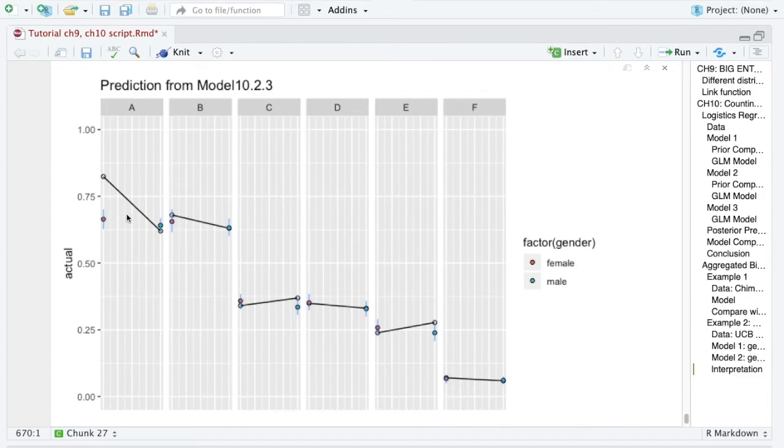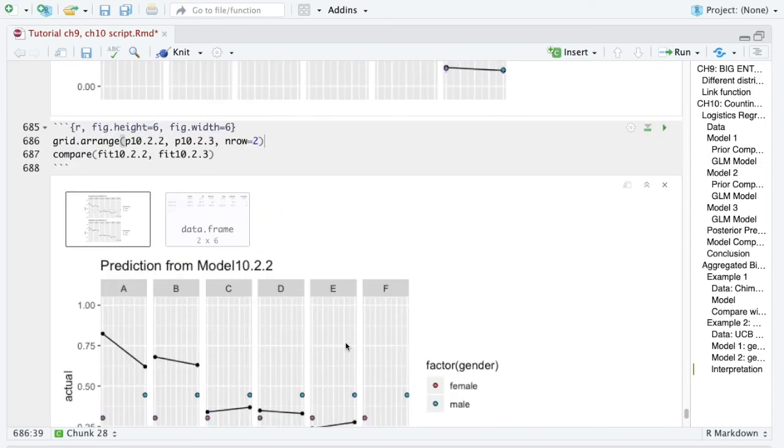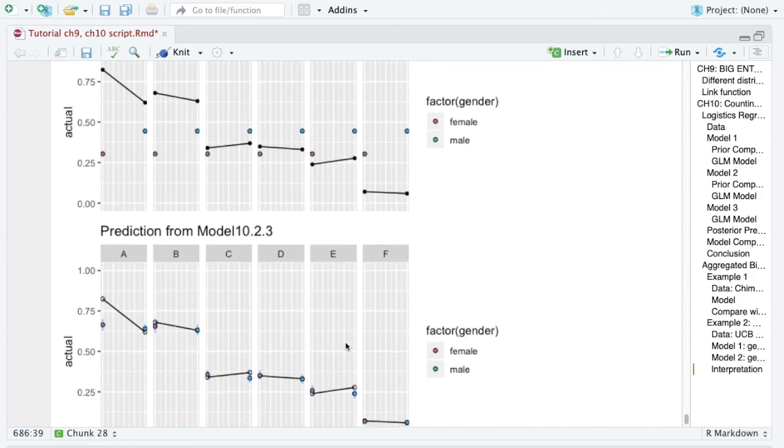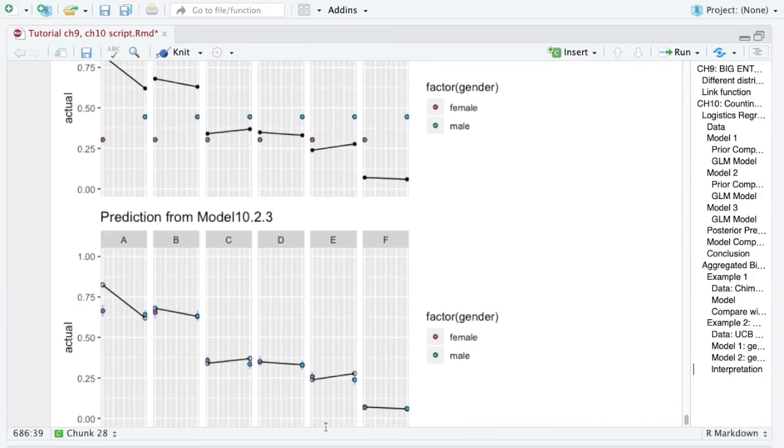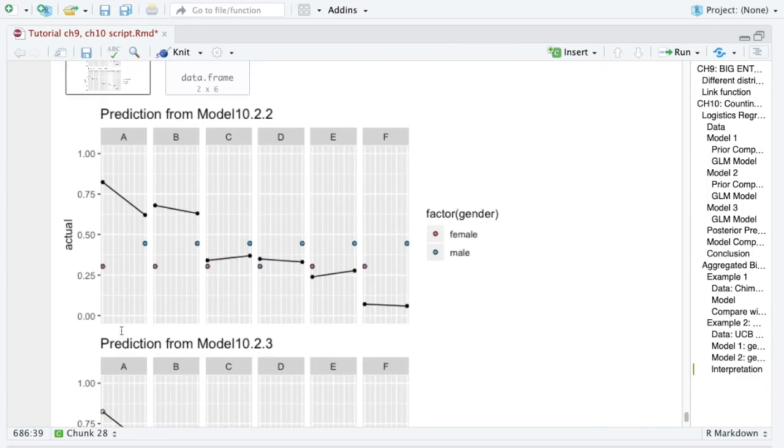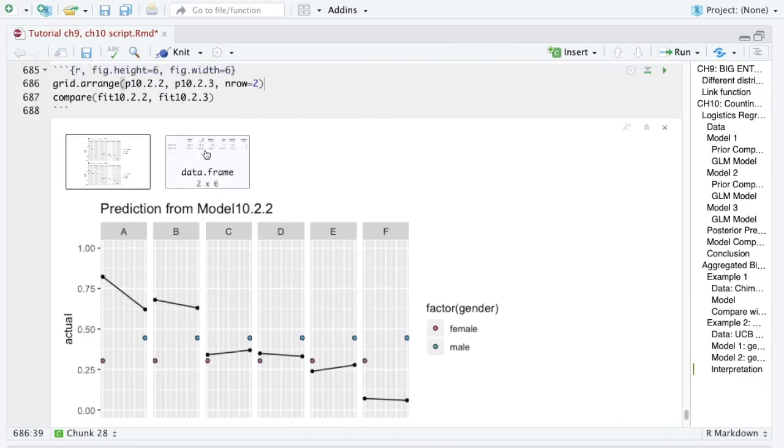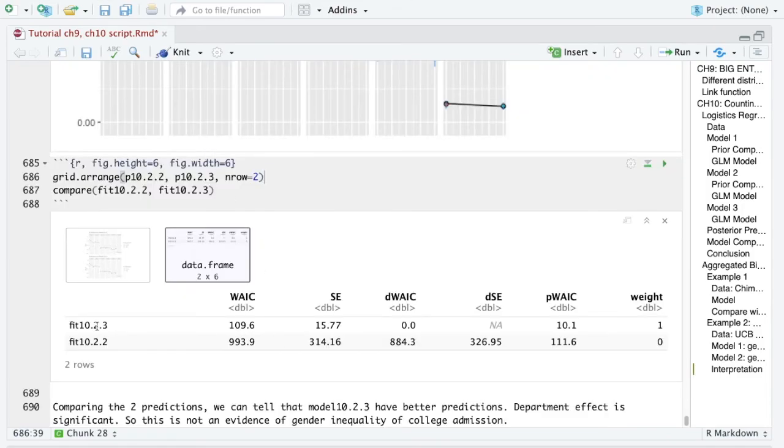And this new model actually explains the observed data better than the model with only gender effect. We can put the two prediction plots together, and you can easily tell that the second model's prediction is much closer to the observed data than that of the first model. And if we compare the WAIC values, the second model has a much lower WAIC value. So the second model tells us that the gender effect is actually not a key predictor. So this is not evidence of gender inequality in college admission at UC Berkeley.